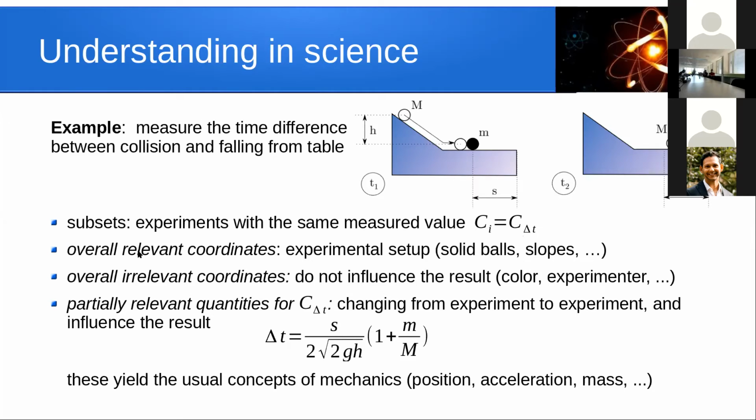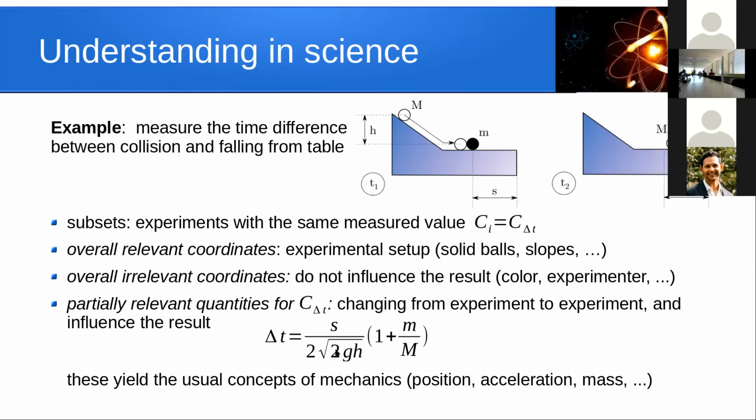One type is the overall irrelevant coordinates. This doesn't tell anything more than the experimental setup. These won't change in any of the experiments at all. These are not important. There are also overall irrelevant coordinates, for example, what is the color of the ball? Who makes this experiment? These again do not influence the results. So we can forget about them. These are also not important. And that means that only those quantities which change the delta t and change in any of the experiments will be important for us. And it's very interesting in scientific models that only a few of these relevant or partially relevant coordinates exist.